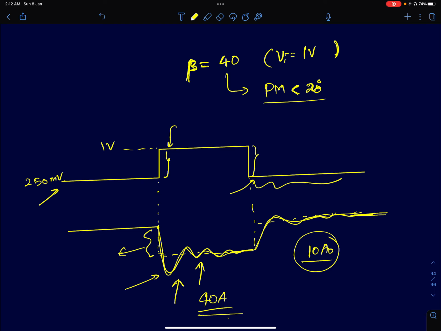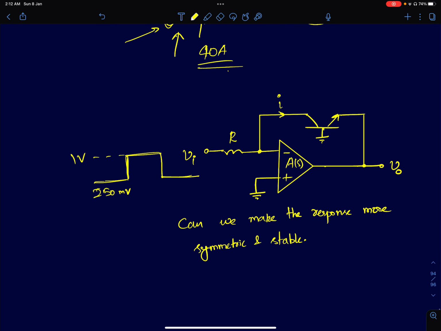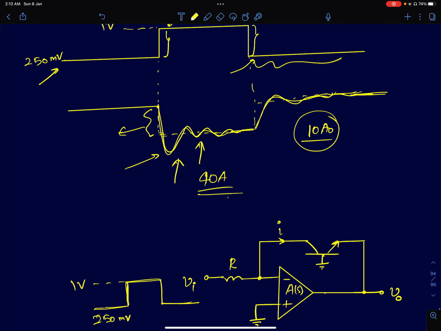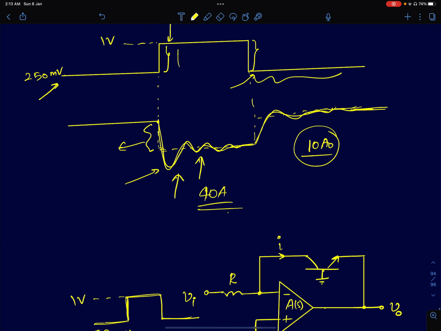Now the question they asked me was, can you make this response symmetric and stable? Because if you see, there is asymmetry here. For a positive step, you're having a larger ringing at the output, and for a negative step, you're having a smaller ringing. So can you first make it symmetric? And second, can you eliminate ringing? Can you make it more stable?